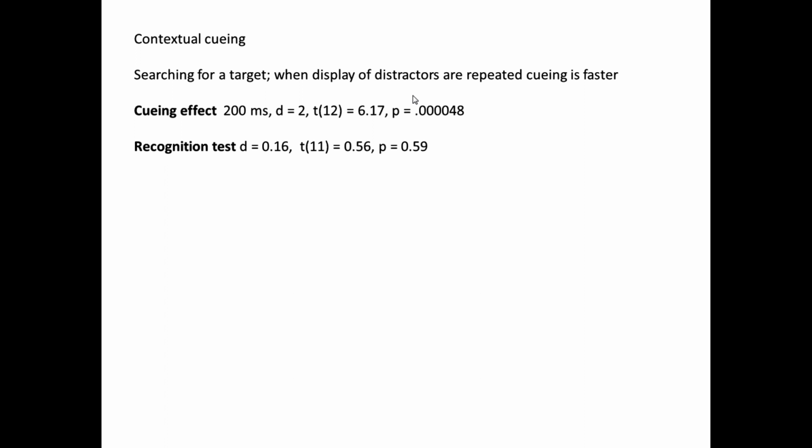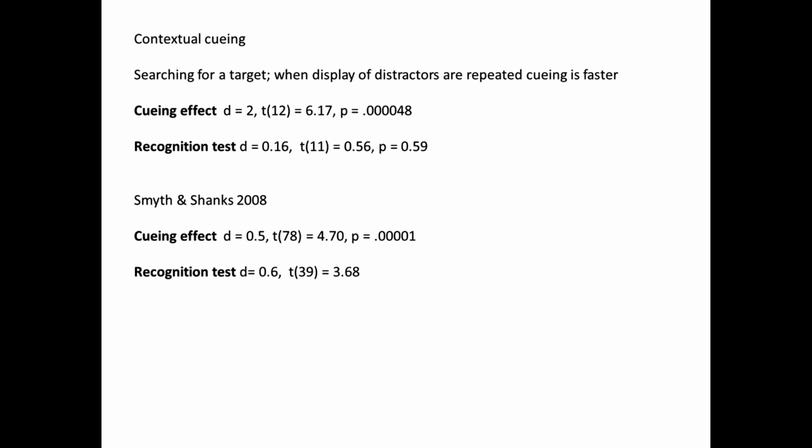So here's an example of a study. They get a 200 millisecond cueing effect. So this shows there was learning. The recognition test was non-significant. So you say, therefore the learning was implicit. But you know you can't do that. We need to know how well people would do on the recognition test if the learning had been conscious. So I looked for a study where they claimed the learning was conscious. So here's a cueing effect, and they get a significant performance on the recognition test.